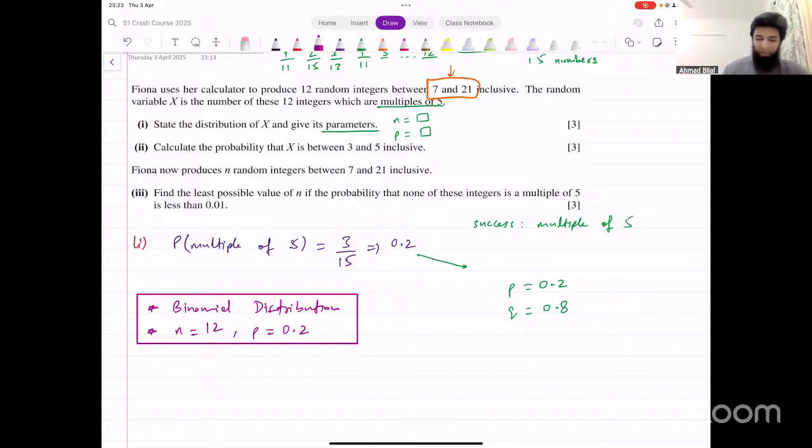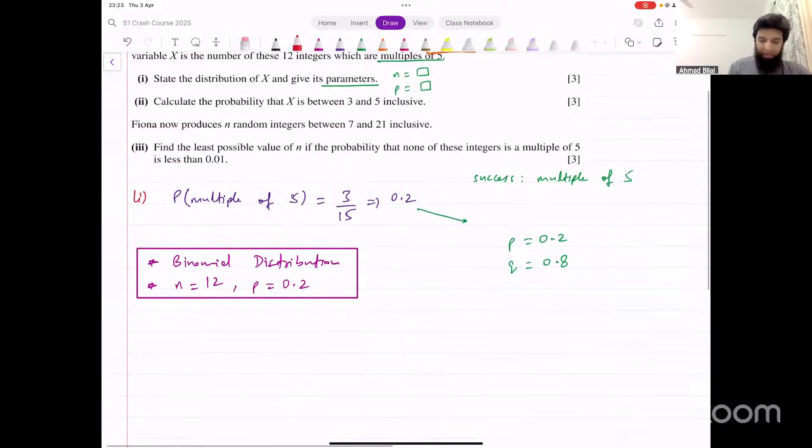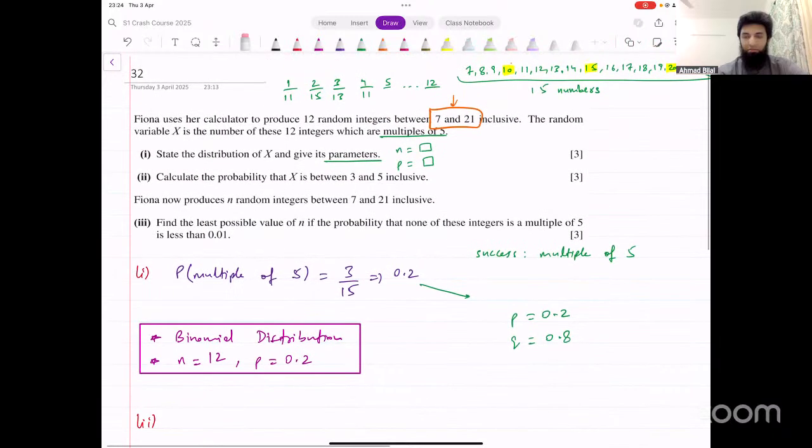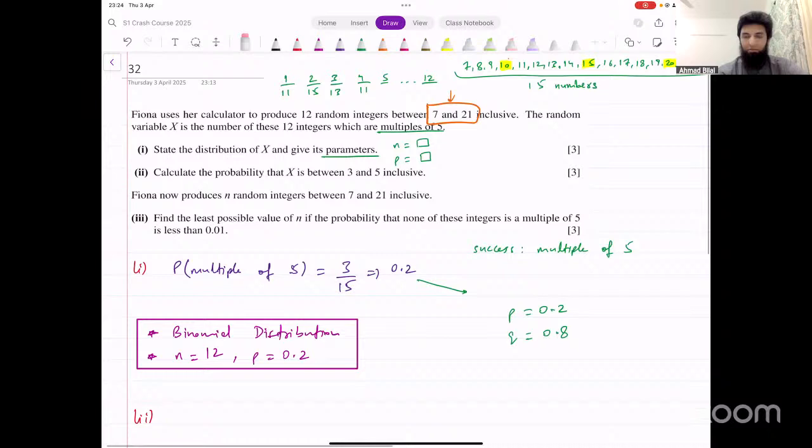Okay, let's look at the second part now. Calculate the probability that x is between 3 and 5 inclusive. So it's either 3 or 4 or 5. Should n be 3? Why should n be 3? Where does 3 come from?